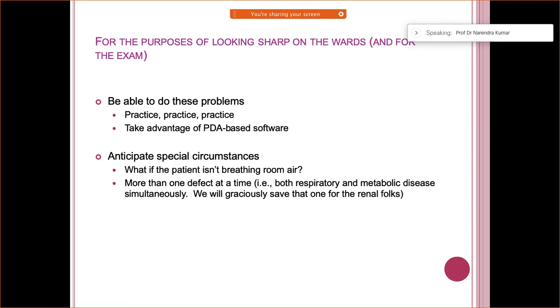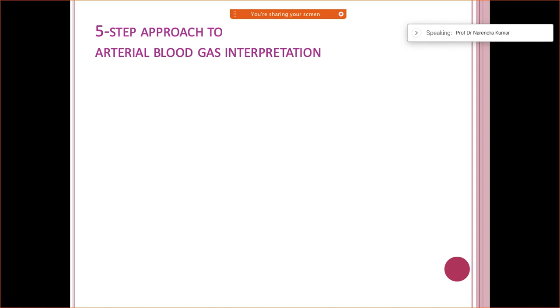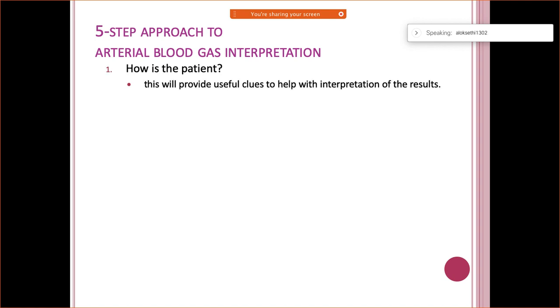What about why the patient is not breathing well, and is there some dual pathology, like is there respiratory and metabolic disease, both of them together, in fact. So there's already an algorithm from ARC, the Australian Resuscitation Council. It is a five-step approach.